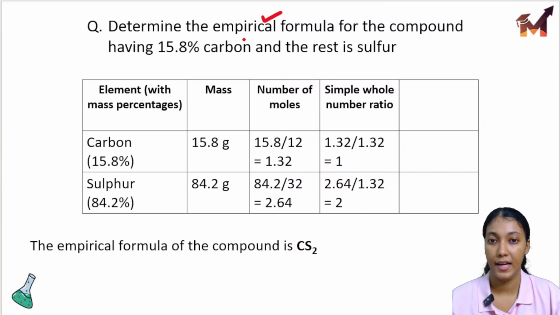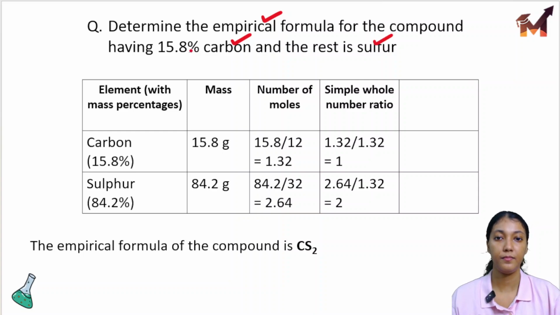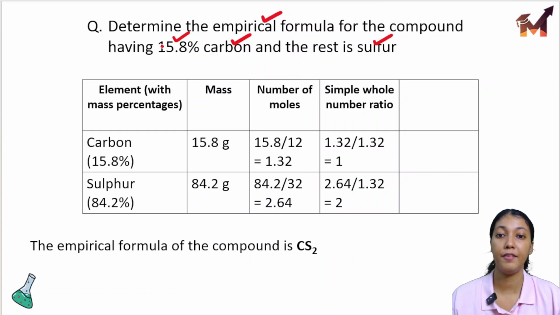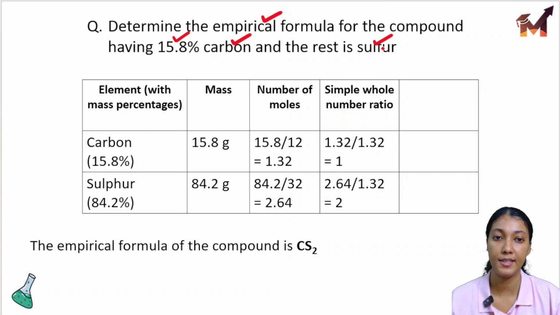पहले हम देखेंगे कौन से एलिमेंट है हमारे पास. कार्बन है, सल्फर है. परसेंटेजेस क्या है? 15.8% है कार्बन का और बाकी है सल्फर. The rest is sulfur. मतलब 100% में 15.8% अगर कार्बन है तो 100 minus 15.8% is sulfur, and we will find the empirical formula.